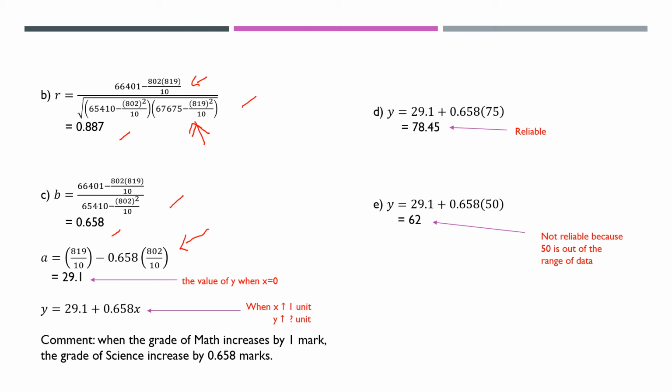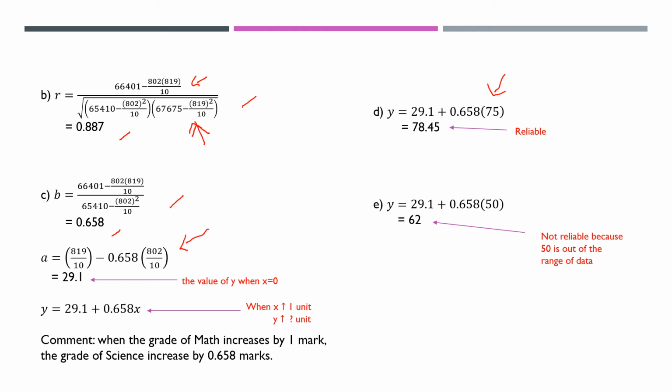So when x increases by 1 unit, y will increase by how many units? So just now the question asks you to interpret B, so you have to give the comment. When the grade of maths increases by 1 mark, the grade of science increases by 0.658 marks. So D, if a student receives a grade of 75 for maths, what is his expected grade for science? So you can just sub the number 75 into your formula, and you will get the answer 78.45, and this is reliable.